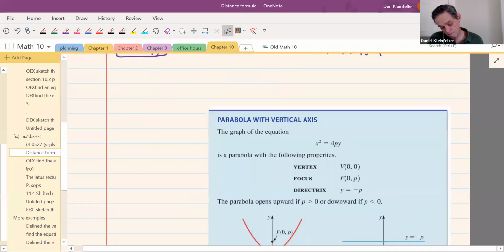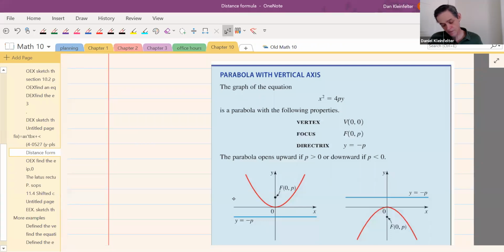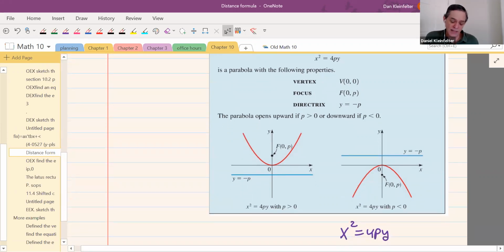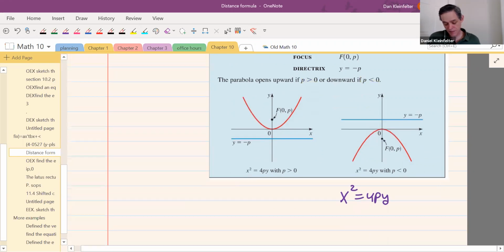Repeating some of the facts here, just to summarize, x squared equals 4py is our parabola with vertex at the origin. And the focus is at (0, p). Notice the x coordinate is 0, so it has to be along the y-axis. The directrix is a horizontal line, so its equation is y equals something, and it'll be y equals minus p, because p is positive. If p is along the positive y-axis, then minus p will be negative. Whether the parabola opens upward or downward is determined by whether the p is positive or negative. If p is positive, it opens up. If p is negative, it opens down. Okay.